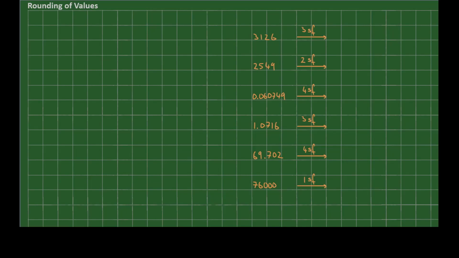Hello good people, I'm going to demonstrate how to round values correctly. We need to identify the number of significant figures and the rounding position.